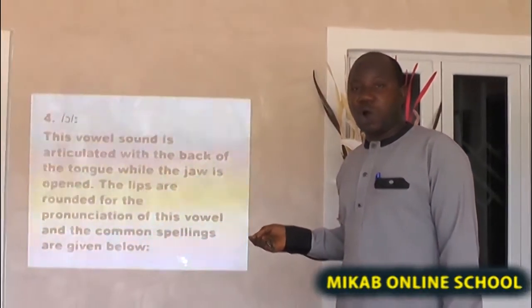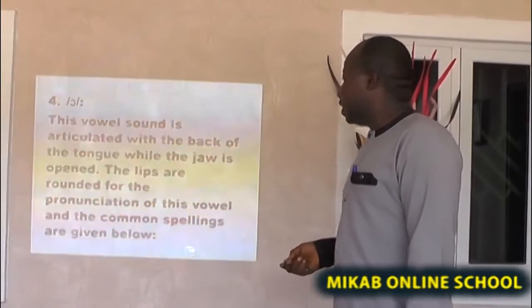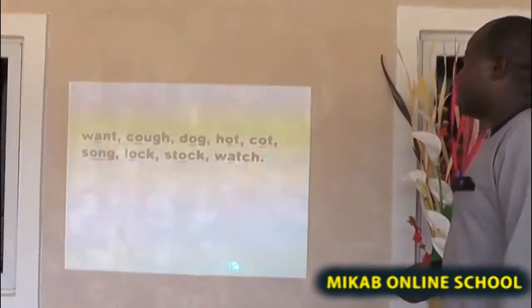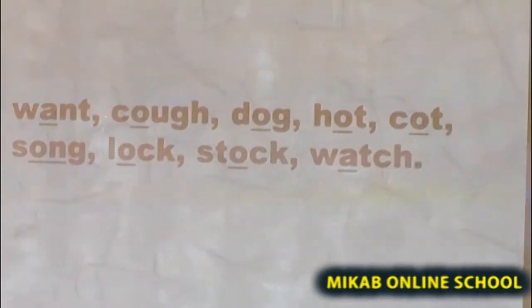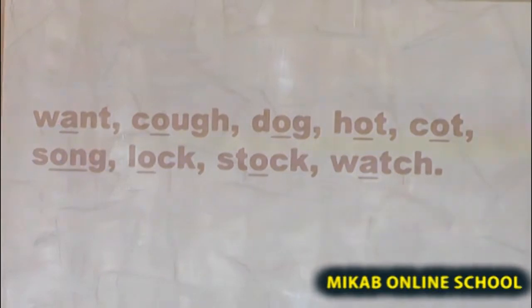The pronunciation, this is called O. Say it after me. O. Thank you. Let's look at the examples. This is want, cough. Please take note of these words, the letters that we are underlining. The essence of it is to tell you that that is where you can get the sound.